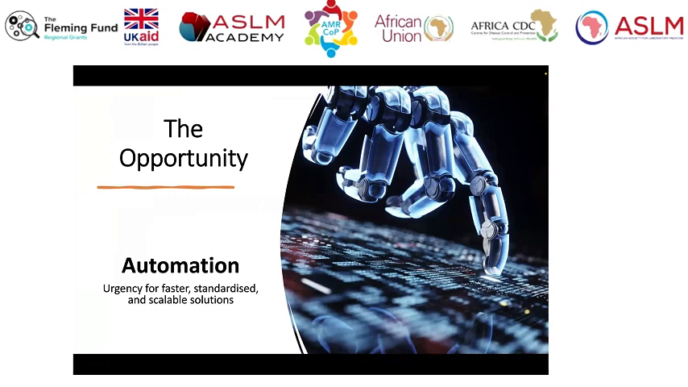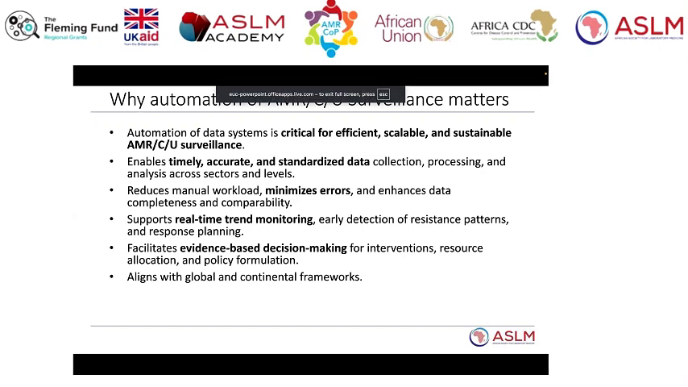And like you rightly mentioned, this brings us to the major opportunity, which is automation. We know automation offers us the ability to process and analyze data faster in a standardized way and at scale. We know it's a necessity for effective surveillance of systems that can adapt quickly to real-time changes. Automating AMR, AMC, AMU surveillance systems is critical. We believe it will support our real-time trend monitoring, minimizing human error, and improving data accuracy and comparability.